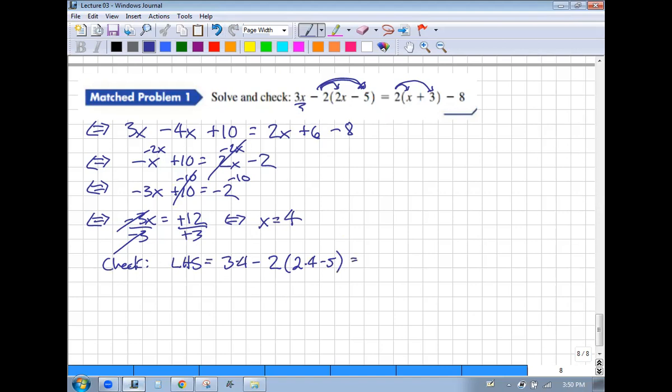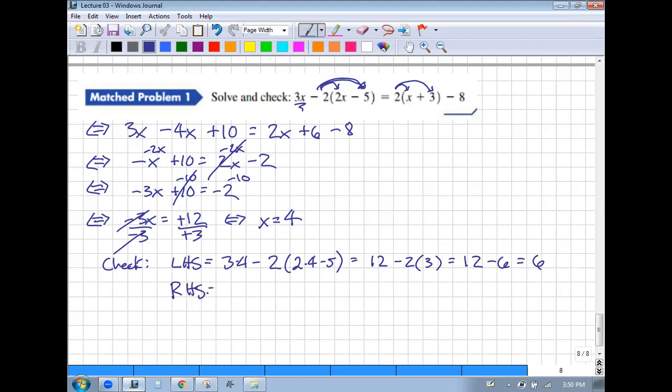3 times 4 is 12. The stuff in the parentheses, 2 times 4 is 8, minus 5 is 3. So I have a 12, 2 and 3 gives us 6. 12 minus 6 is 6. So that's the left-hand side.